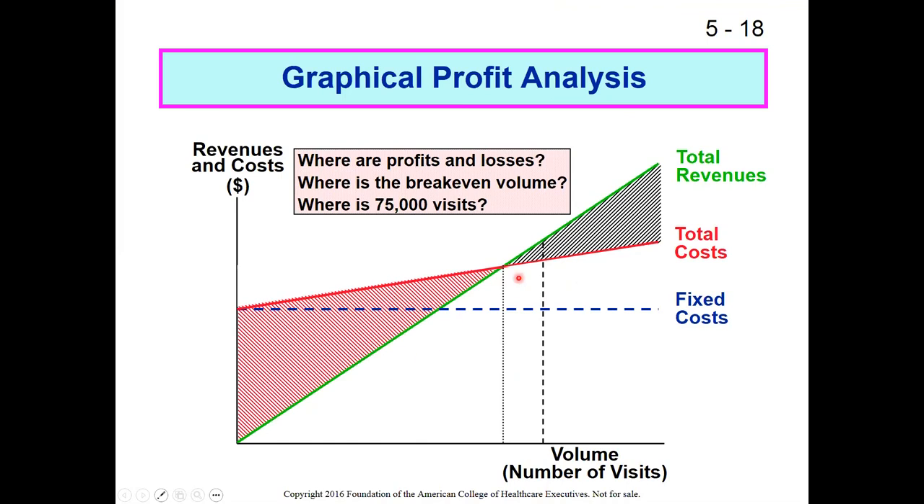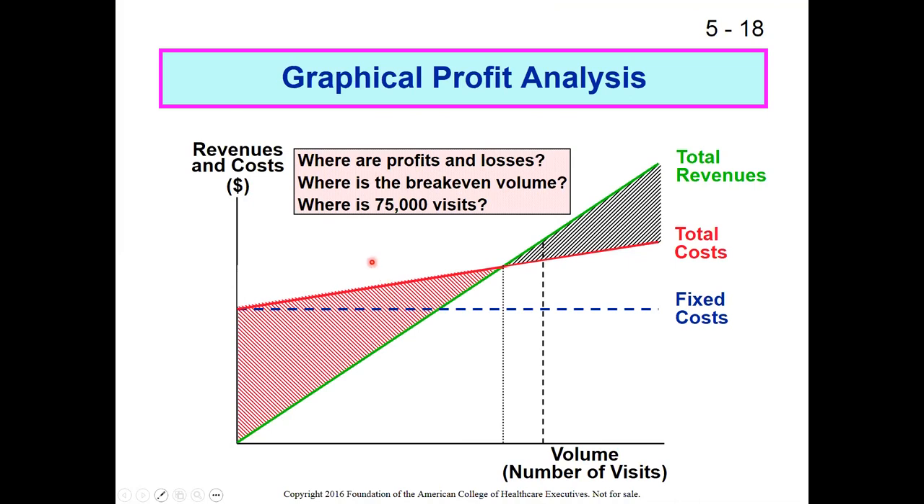Our revenues, at say $100 per visit, at zero visits, how much revenue do we make? Zero, right? 100 times zero is zero. Then at one visit, we get 100, at two, we get 200, and so on moving out. Whereas the slope of the total cost line is equal to the slope of the variable cost line, which is the variable cost per unit. So the slope of the red line here for total costs would be 28.18. The slope of the green line is going to be the revenue per visit, or 100.